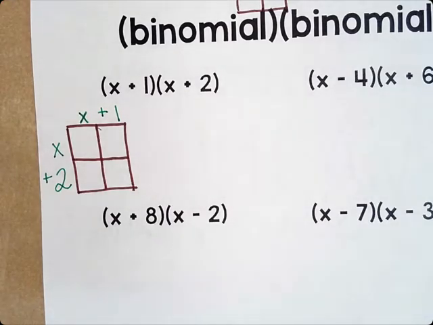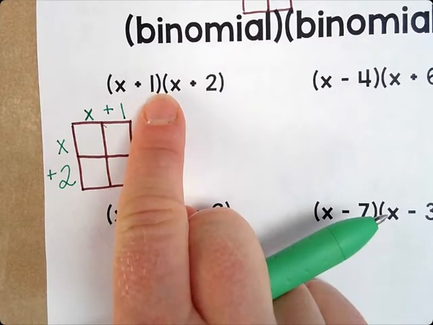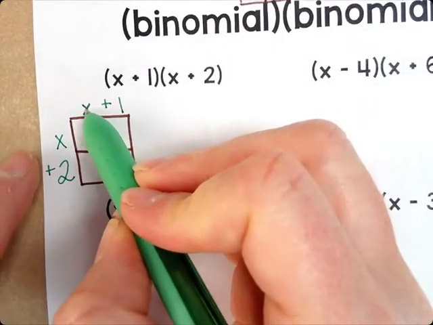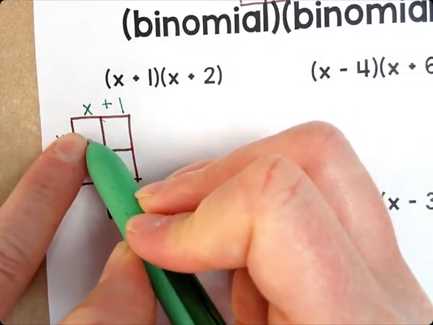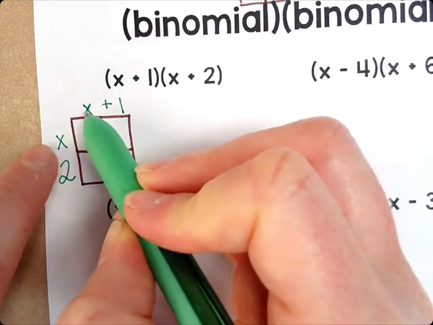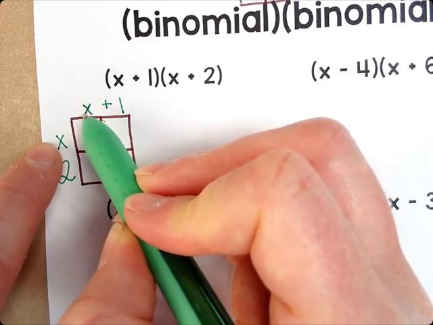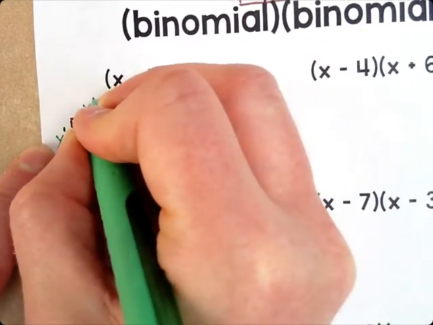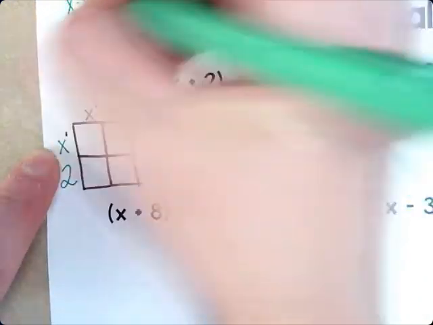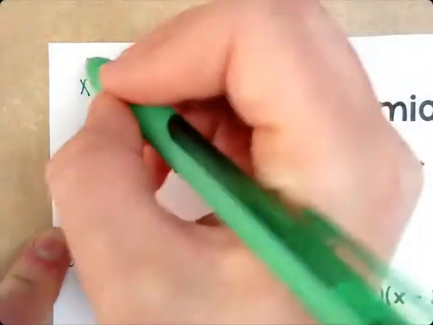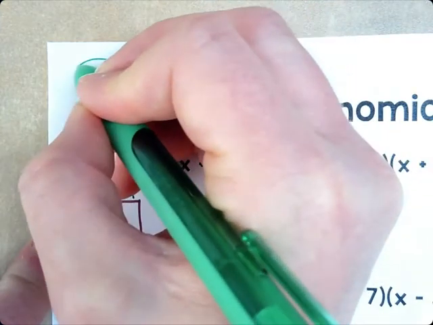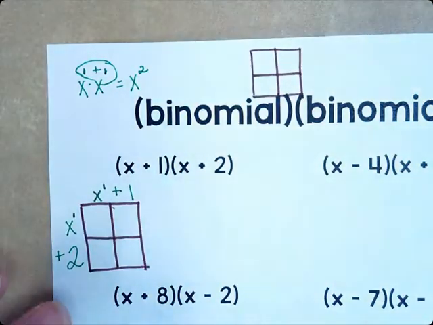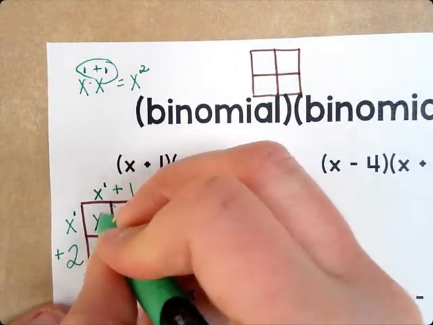And then we are going to multiply because multiplication is what's happening between these two. So this box helps us keep it organized. So we will do x times x to get what goes in this square. X times x. What do we do with exponents when we multiply? What is x times x? What do we do with those exponents? Add them. So this will be x squared.